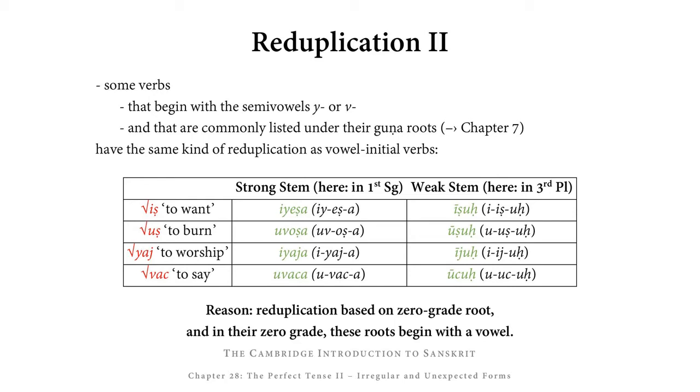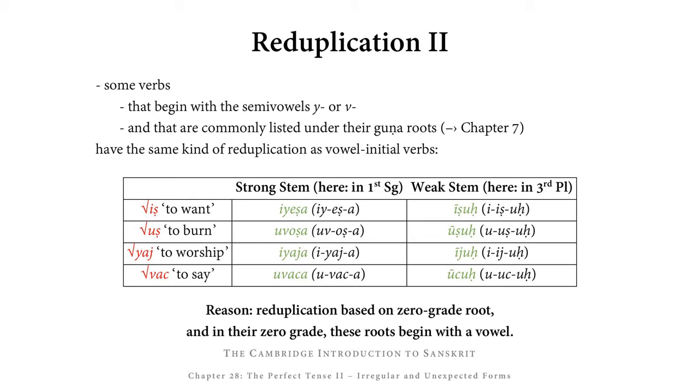The reduplicative syllable of a perfect form, however, is based not on the guna of a verbal root, but on the zero grade. So what we need to do if we want to form the reduplicative syllable of these is to first of all put them into their zero grade. On the basis of yaj, we get ij, because if you take the a out of yaj, you're left with yij, which through internal sandhi appears as ij. And if you take vach and remove the guna a, then you're left with vuch, which through internal sandhi appears as uch. So we have the zero grades ij and uch.